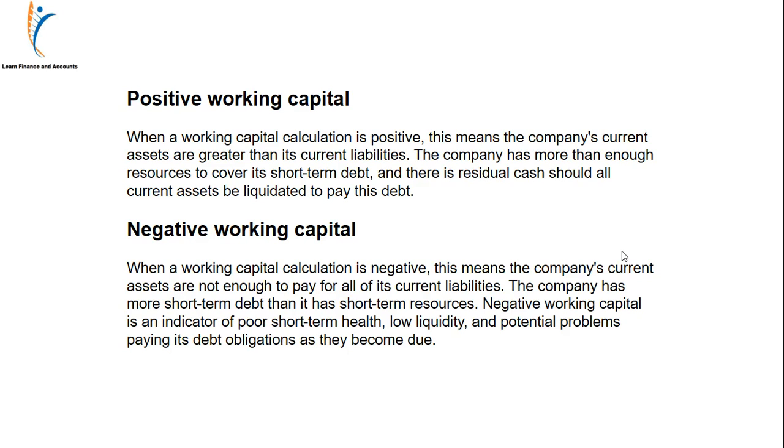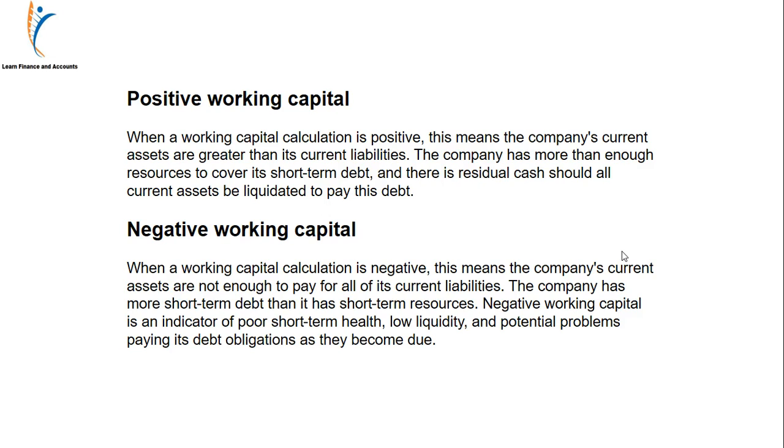So this working capital can be positive and this working capital can be negative. When the working capital is positive, then this means the company's current assets are greater than its current liabilities. The company has more of current assets than current liabilities. The company has enough resources to cover its short term debt, and there is residual cash should all the current assets be liquidated to pay its debt. So the obligations that the company has can be covered by all the current assets that we are having. So this is known as positive working capital.